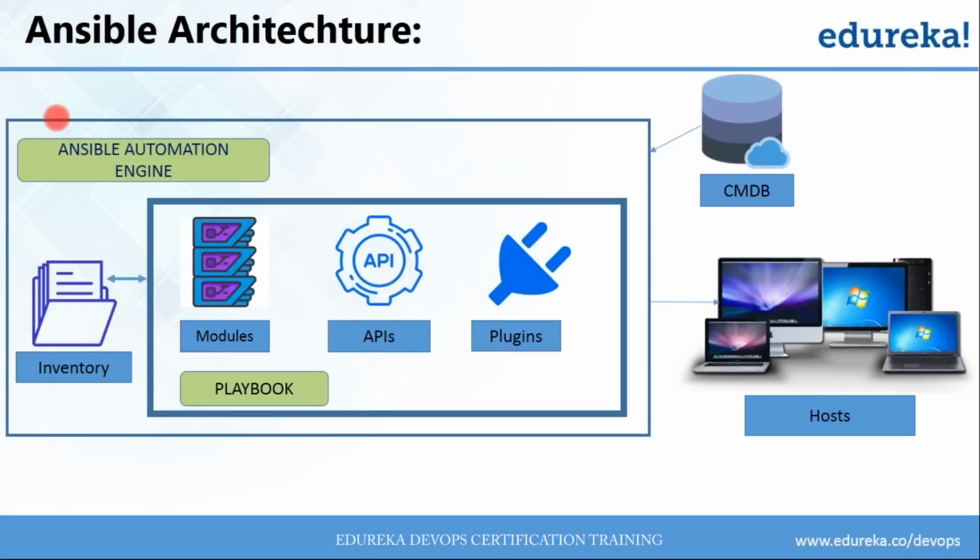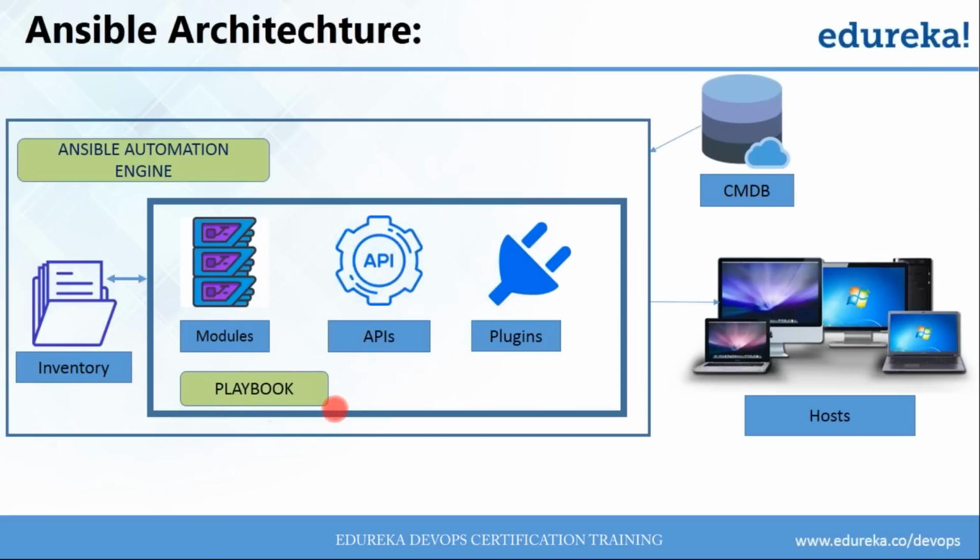And here I've got the Ansible automation engine, and I've got the inventory here, and inventory is nothing but the list of all the IP addresses of all my host machines. Now, as I told you, you use configuration management with a configuration management tool like Ansible. But how do you use Ansible? Well, you do that using playbooks. Playbooks describe the entire workflow of your system. Inside playbooks, I've got modules, APIs, and plugins. Now, modules are the core files.